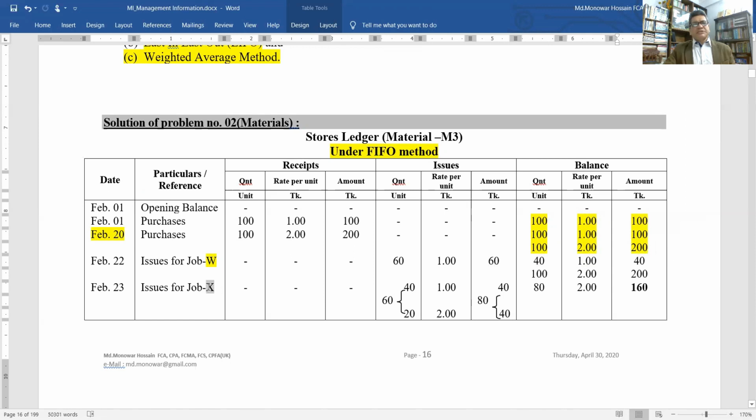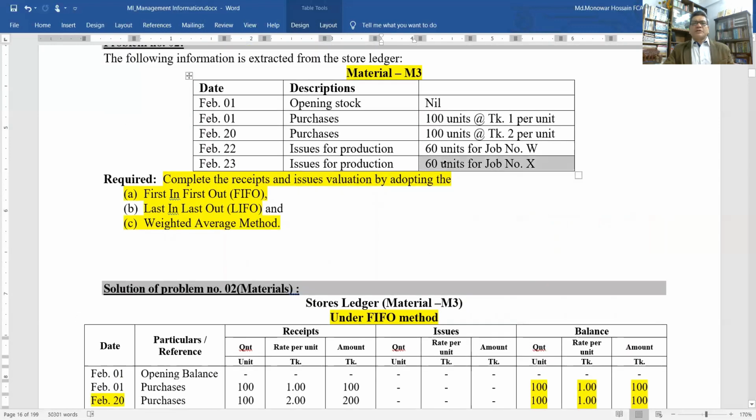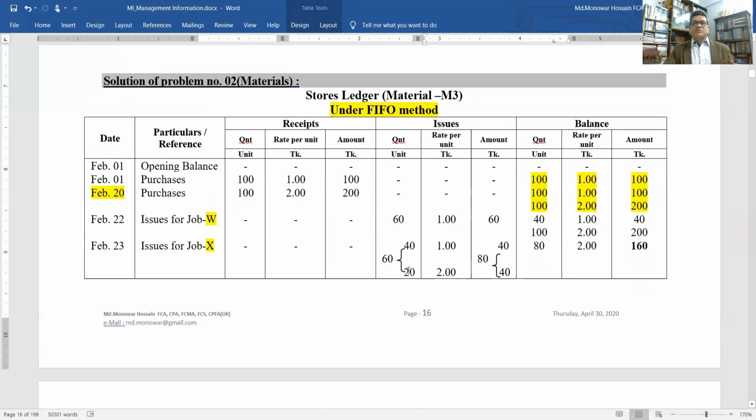But on February 23, it is also issued for job X, 60 units. Using the FIFO method, the previous 40 units have to be considered first, and then 20 units. So 40 units first, and then 20 units at 2 taka, which is 40 taka. So the remaining closing balance is 80 units at 2 taka, value 160. So that is the FIFO method.